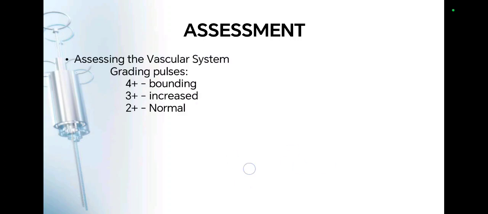So we have here the grading of pulses. If it is a bounding pulse, 4 positive. If it's increased, it is 3 positive. If it's normal, 2 positive. And if it's weak, 1 positive. So you have to take note of the pulse strength of these peripheral pulses. You're not just assessing it on one side of the body. It should be compared to the other side of the body. And 0 if it's absent.